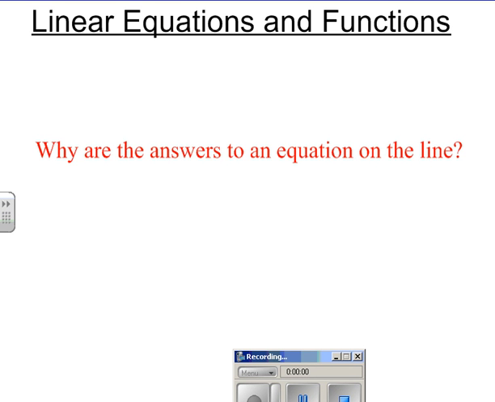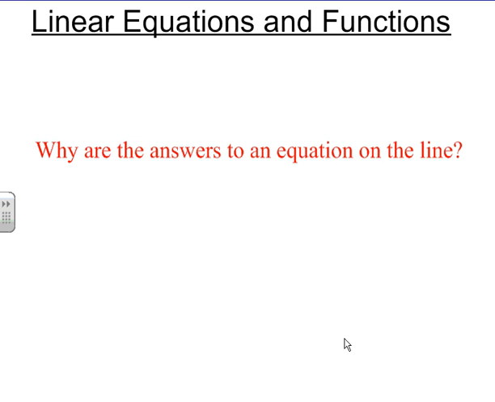Okay, your power notes today are titled Linear Equations and Functions. And our essential question is, why are the answers to an equation on the line? Well, we're going to see in a moment why that's true.